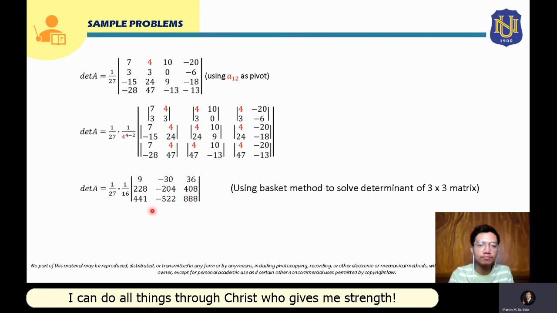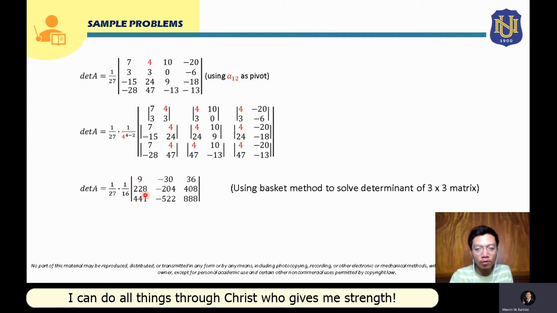So from here, okay, we are going to simplify this. So 1 over 27 times 1 over 16. So that will be, where's my calculator? Okay, so again, that will be 1 over 27 times 1 over 16. So that is 1 over 432.